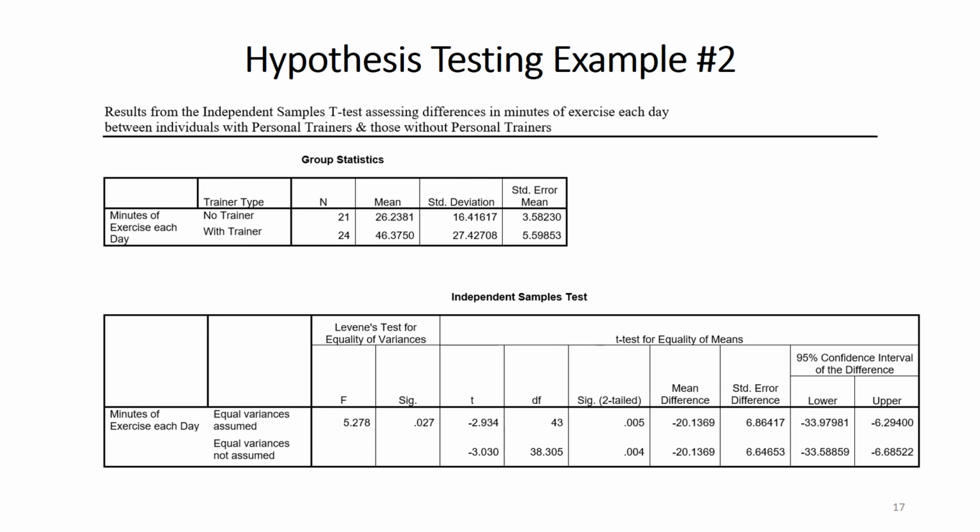You'll notice, looking at the group statistics box, as I said before, the first thing we see at the far left is our dependent variable, minutes of exercise each day. I think you can probably understand that that fits the requirement of being a continuous quantitative variable. Then we have the trainer type. That is our independent variable. And once again, it fits the t-test because it's broken into two groups. Either you have no trainer or you have a trainer, so no trainer, with trainer.